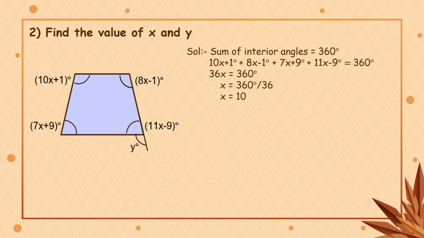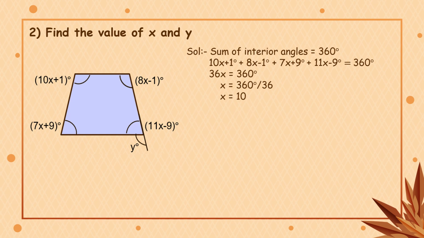Now, again, you don't need to sit and find out the four angles. Just read the question. You just need to find out the x. So we have solved the first part of the question, finding out x, which is 10, using the interior angle sum property by adding those angles and equating it to 360 degree. Now let's find out the angle y.